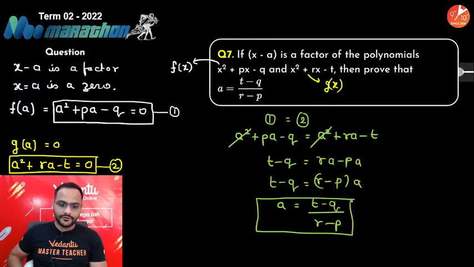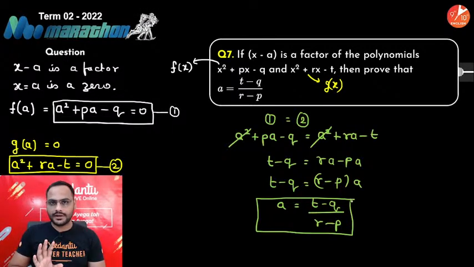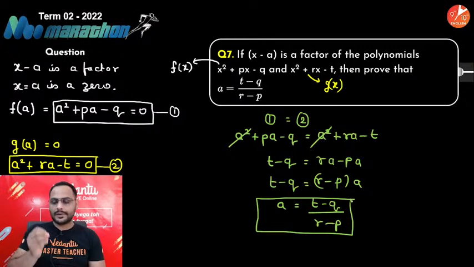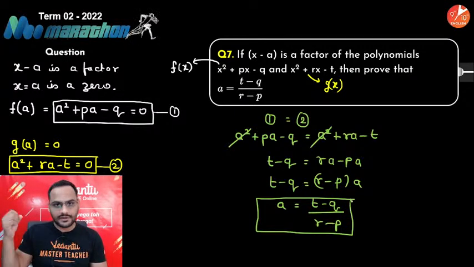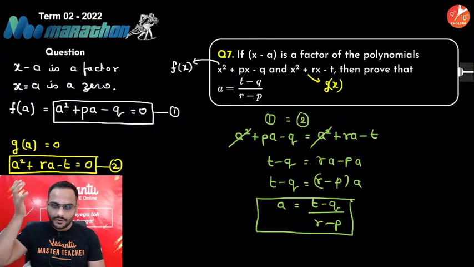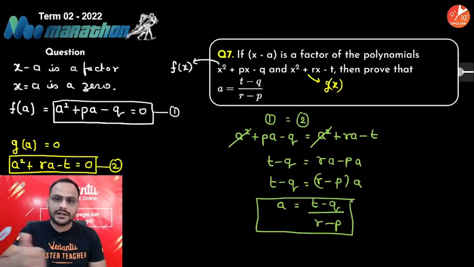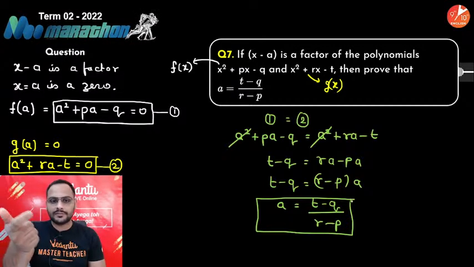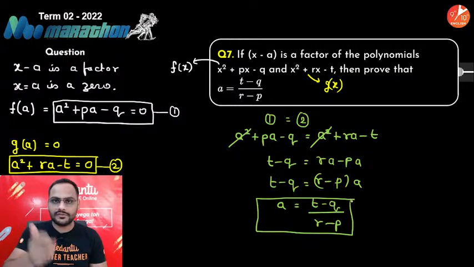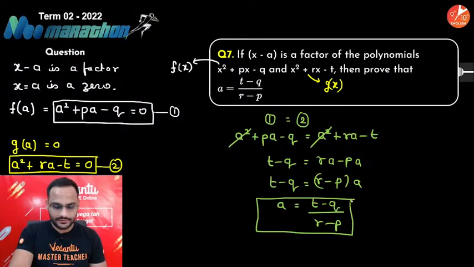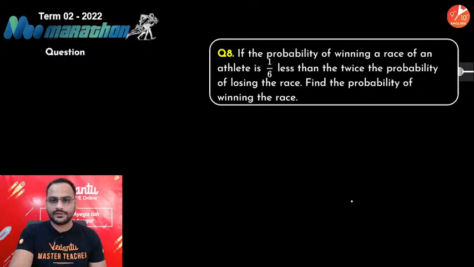If you think about this question without any logic, you'll be like, how do I get A equal to this? But if you apply the logic that since x minus A is given as a factor, the only thing I can move ahead with is that x equal to A will give 0, and then apply both the equations. Alright, next question, dekho beta.